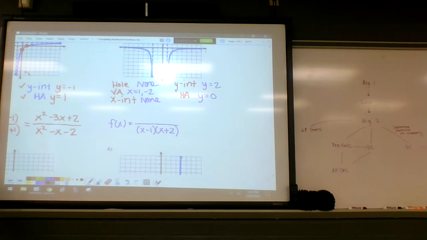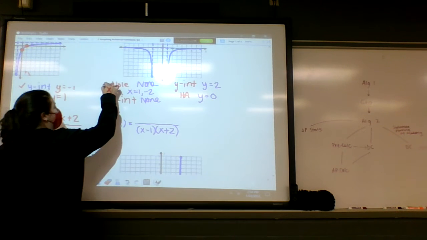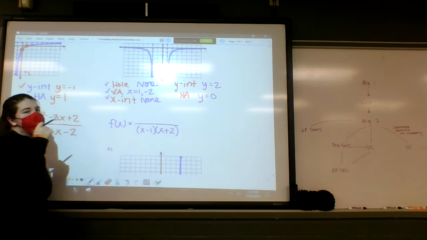X-intercepts, where do those go? In the top, but there is none. So what do we put in the top? Don't put anything from the factors in the top, right? No factors in the top. So what does that mean is in the top?